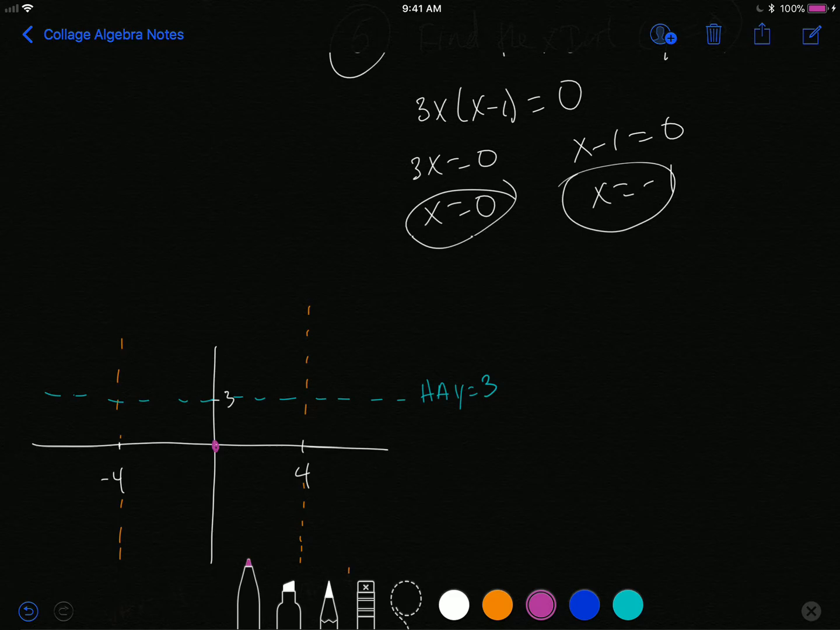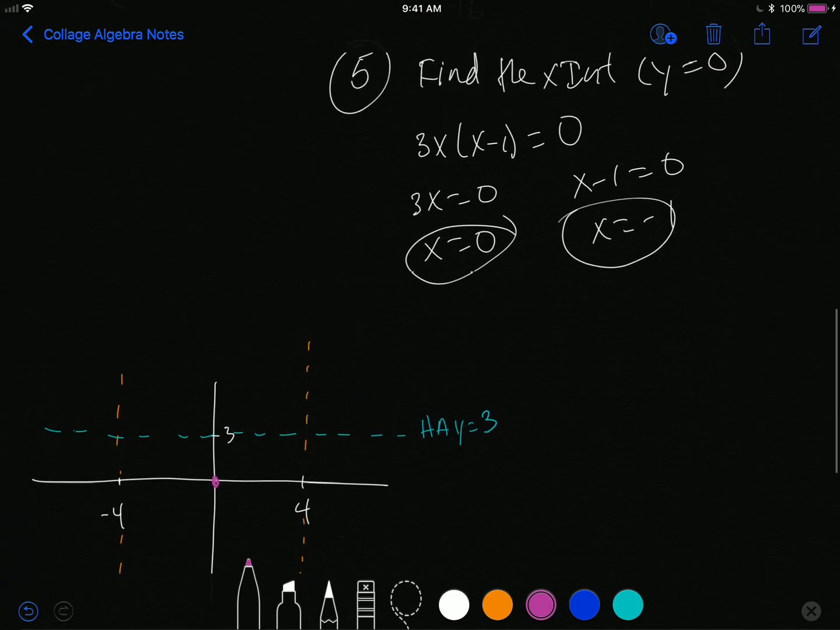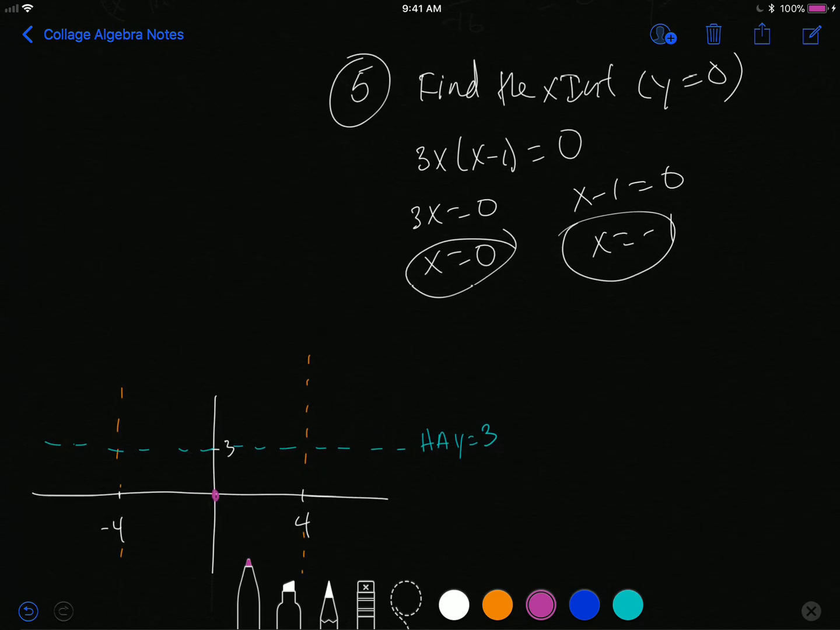And then I have the second x-intercept at negative 1. Like so. And so, what I'm going to do right now is I'm going to try to figure out where the graph is. Is the graph below or is the graph above the x-axis at certain points? So what I'm going to do is go off to the side right here.